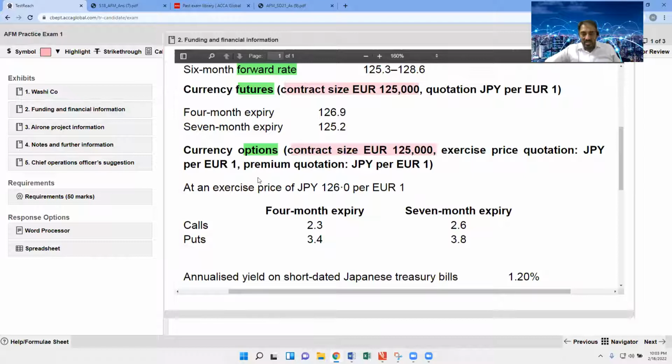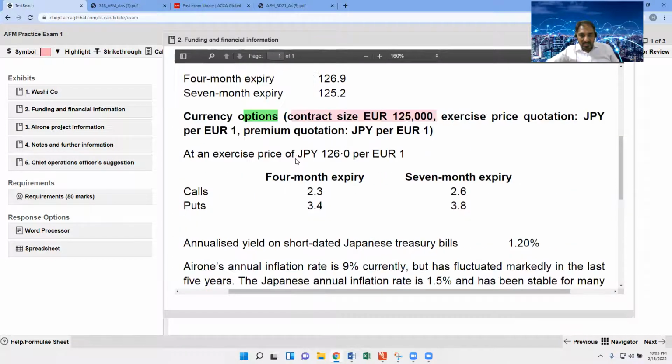And also determine the premium of the option. Here the exercise price is JPY 126 per euro. And it is mentioned that the premium quotation is JPY per euro. So here in Japan, premiums are also quoted in Japanese yen, the local currency.